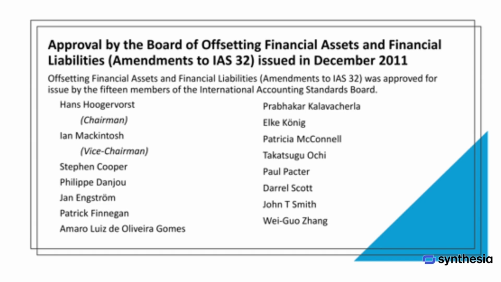The board members at the time included Hans Hoogervorst as chairman, Ian Mackintosh as vice chairman, Stephen Cooper, Philippe Danjou, Jan Engstrom, Patrick Finnegan, Amaro Luis de Oliveira Gomes, Prabhakar Kalavacherla, Elke Konig, Patricia McConnell, Takatsugu Ochi, Paul Pacter, Darrel Scott, John T. Smith, and Wei-Guo Zhang.